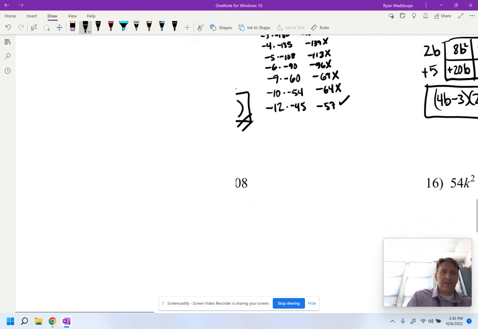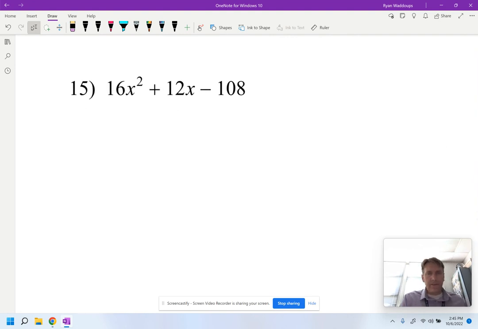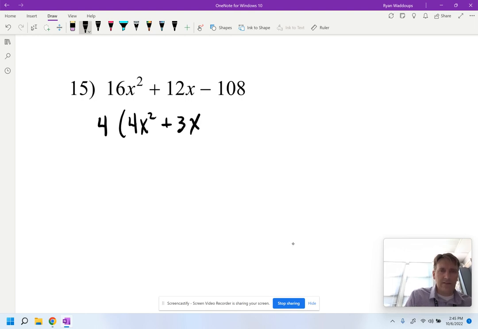All right, number 15. I think it's 4. If we take 4, we can take 4 out of all of that. 4 times 4x squared plus 3x minus, I think, 27.